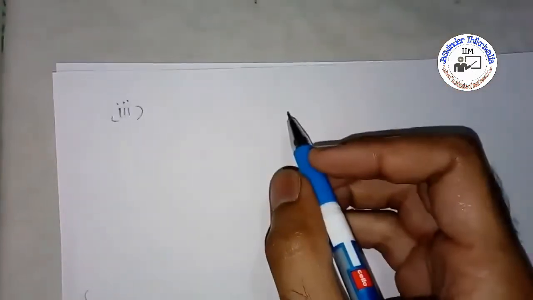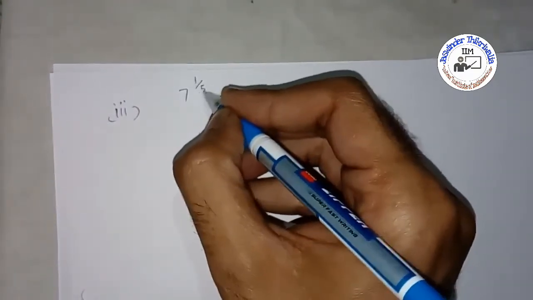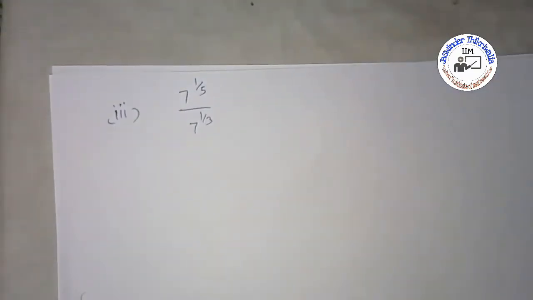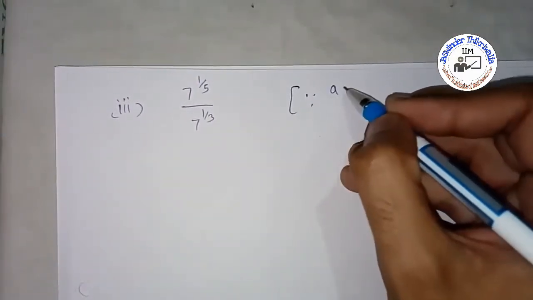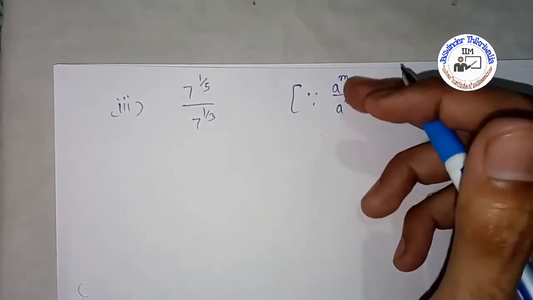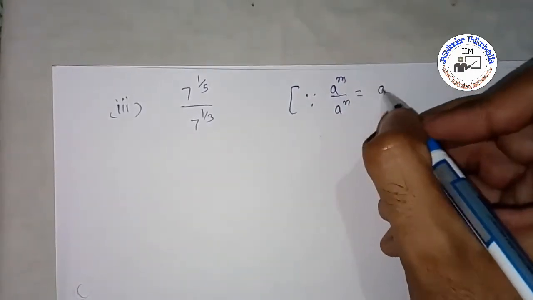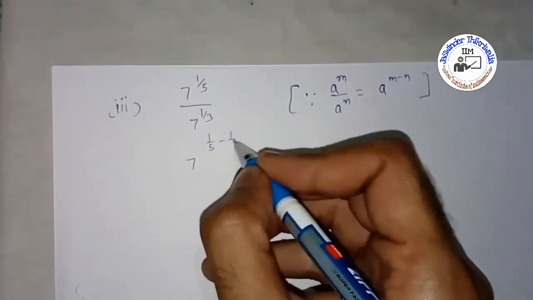So now next is the third part of this example. In the third part, they have given us 7 to the power 1 by 5 and 7 to the power 1 by 3. Okay, I told you that when we compare with the law, that law was a to the power m and a to the power n, base same and these numbers are in division. Then we will do subtraction of powers. So it will be 7 to the power 1 by 5 minus 1 by 3.